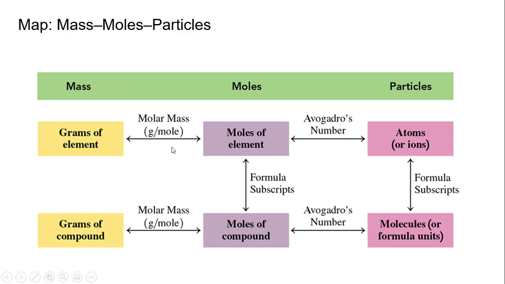If you want to go from mass to moles, you need to use the molar mass. If you want to go from moles to particles of whatever these are, atoms, ions, molecules, you have to use Avogadro's number, and vice versa. If you're working back this way, you have to do the same thing. So hopefully this makes sense.